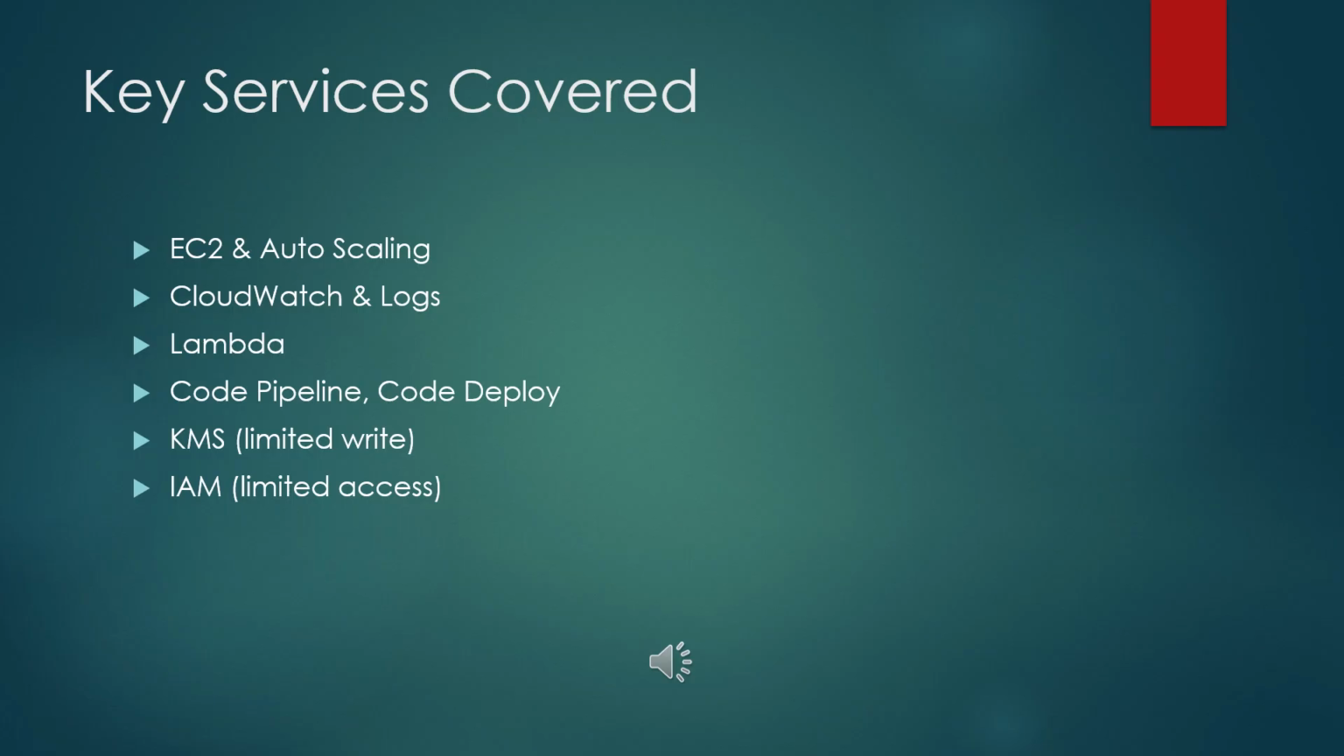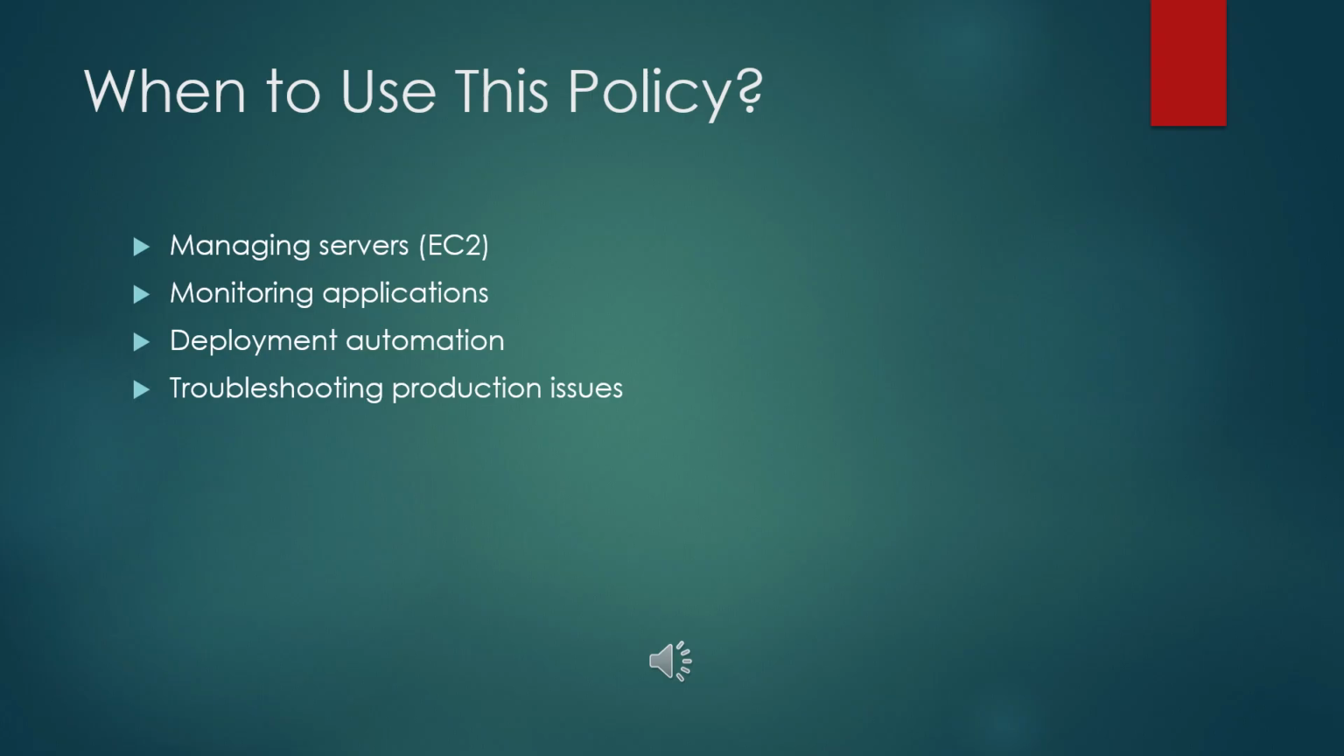Lambda is used for serverless computing. Even system admins sometimes use it for automation tasks. Then we have CodePipeline and CodeDeploy. These are used in DevOps to automate deployments. IAM access is limited. You can view and manage some roles, but not everything. This ensures security. Now let's understand when we should use this policy.